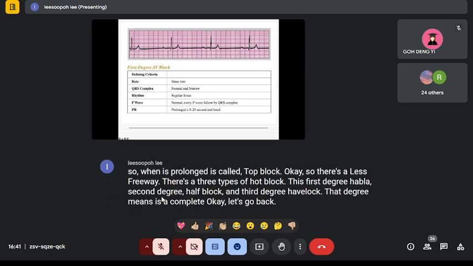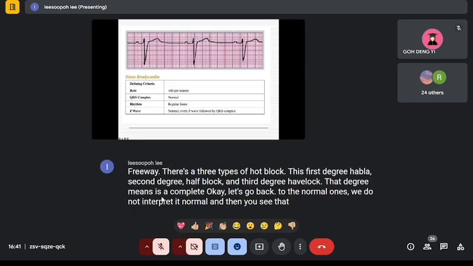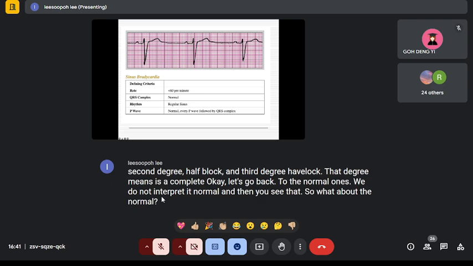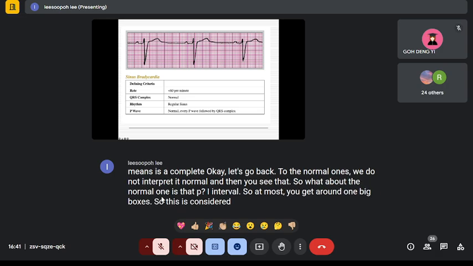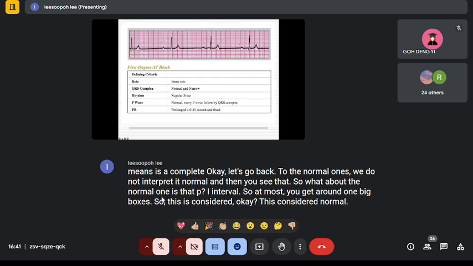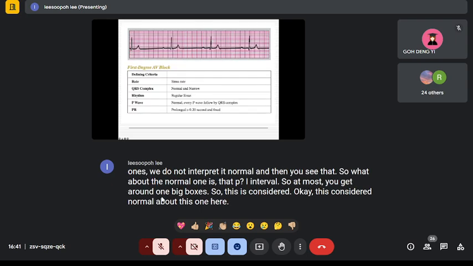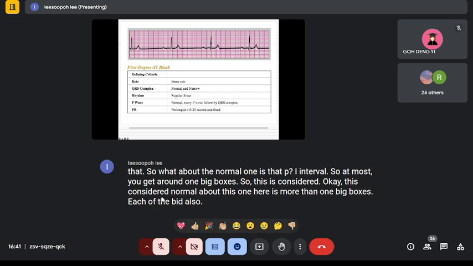Okay, let's go back to the normal one. So you need to interpret the normal and then you see back. So what about the normal one? This is a PR interval. At most you get around 1 big box. So this is considered okay, this is considered normal. How about this one? The PR interval is more than 1 big box. Each of the beats also is prolonged. So this is first degree heart block.